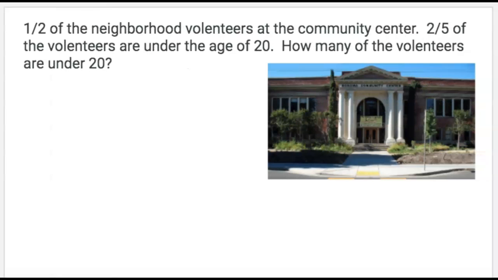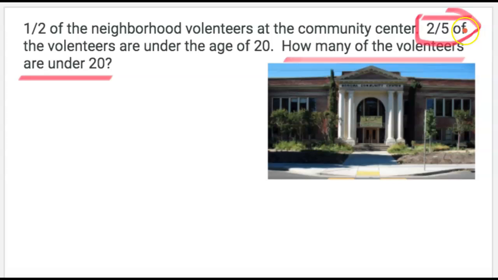Okay, let's see what we got going on here. Half of the neighborhood volunteers at the community center. We've got a lot of nice volunteers in our neighborhood. 2/5 of the volunteers are under the age of 20. How many of the volunteers are under the age of 20? So here's my question. How many of the volunteers are under the age of 20? What do I know about the people under the age of 20? I know that 2/5 of them are under the age of 20.